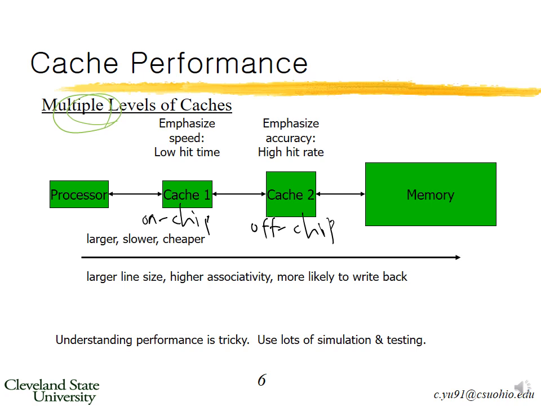There are a number of ways to improve the cache performance, and one of them is multiple levels of cache. There is a level 1 cache and a level 2 cache between the processor and memory. Typically the level 1 cache is inside the CPU, and the level 2 cache is larger in size. It is off chip.